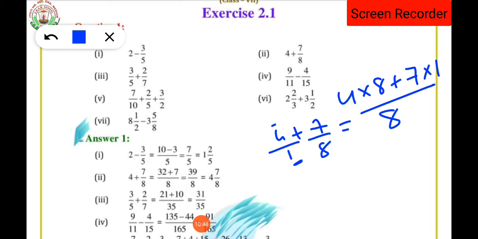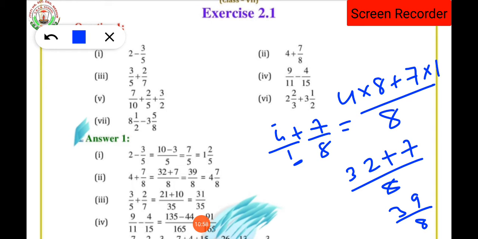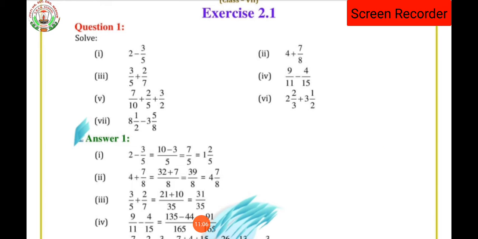Okay. So 4 8s is 32. Then 7 1s is 7 upon 8. Now 32 plus 7 is how much? That is 39 upon 8. When you change it into a mixed fraction form, it will become 4 7 upon 8. Clear, student? Have you understood how to solve? In the same way, we are going to see the next question.